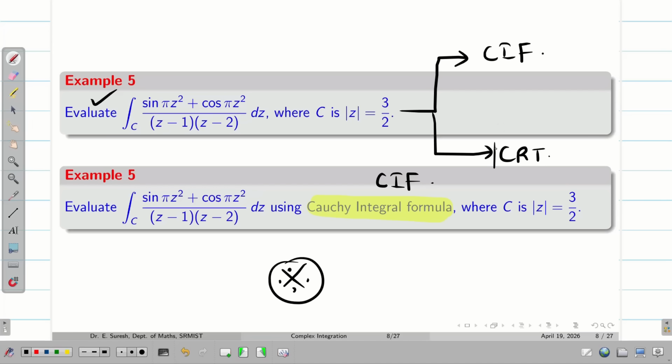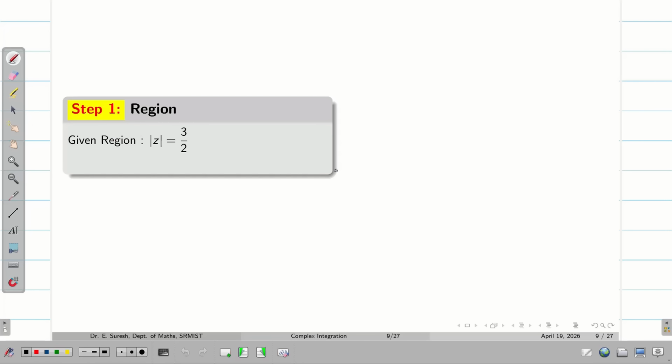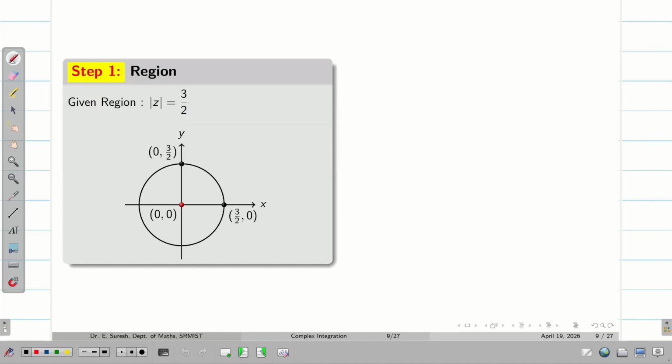Choice is yours. We are going to learn problems on Cauchy residue theorem in the forthcoming videos. Whichever you feel is easy, you solve in that method. But if it is mentioned specifically to solve by Cauchy integral formula, then you have to go by CIF. So now the region is mod z equal to 3 by 2. You know the radius is 3 by 2 and the center is 0, 0. Easily we can draw the circle.